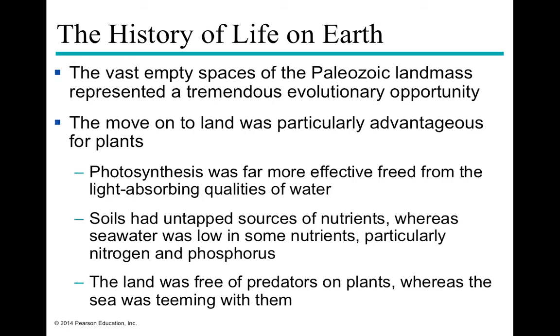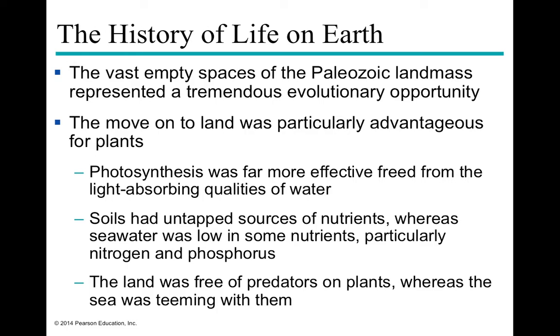So what happened was that we have large empty spaces of the landmass with nothing alive on it. And photosynthetic organisms had a great advantage because they could harness all of the sunshine that was provided on the land, and there were no predators because nothing is going to try to eat you, since nothing can crawl out of the water for very long. So the land was free of predators for plants, and plants basically had untapped soil.